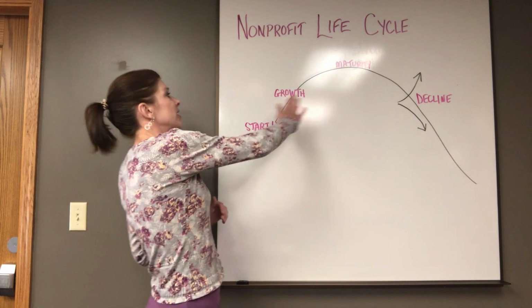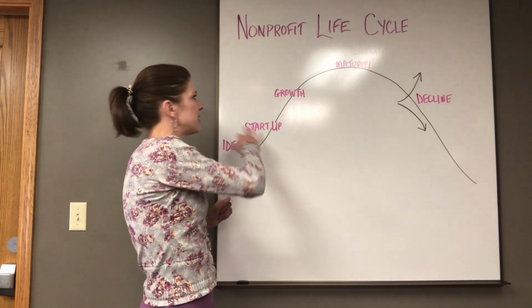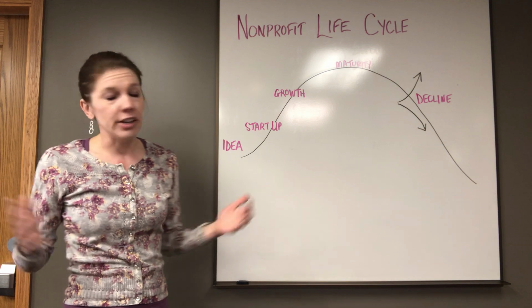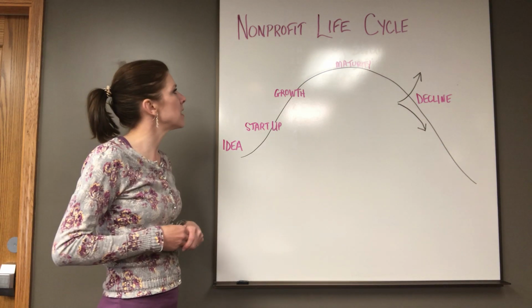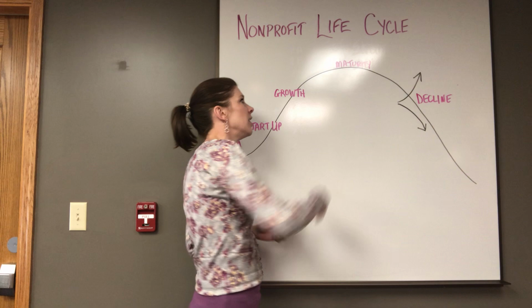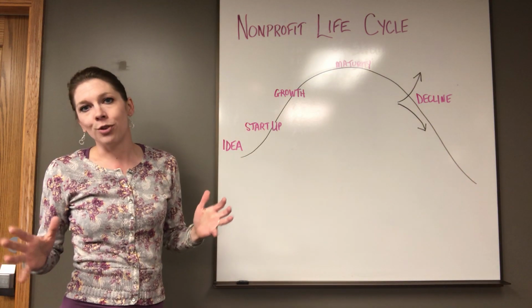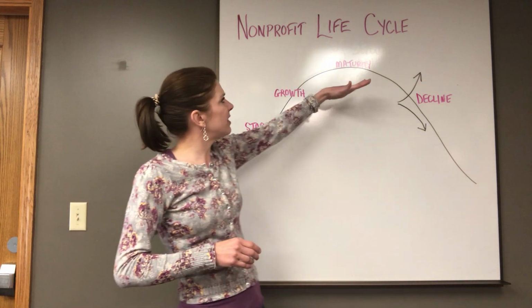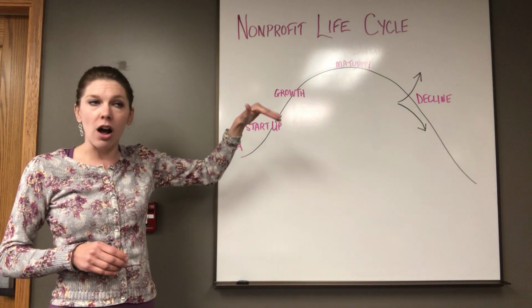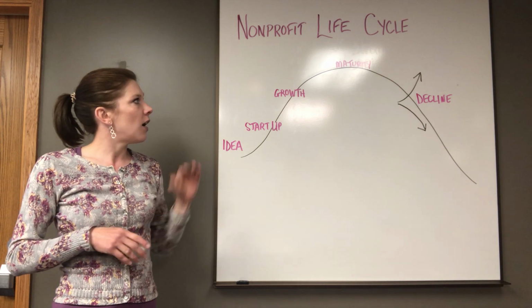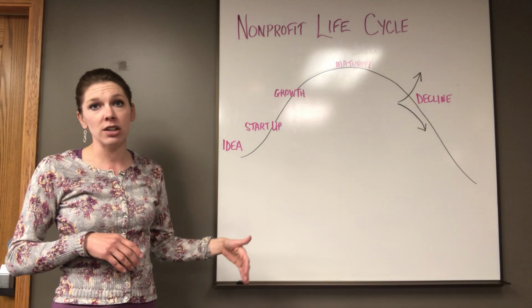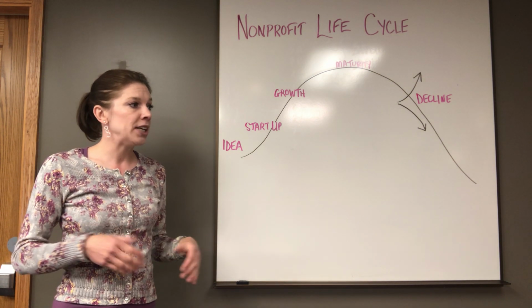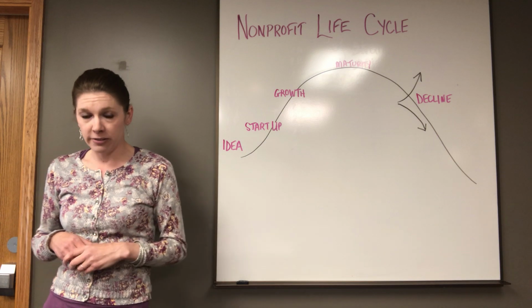So this phase can take a really long time. It's not necessarily a fast phase. Some organizations will be there for a very long time, many years, and that's okay. Because the next phase, maturity, is really where we all aspire to get our organization to, right? At this point, you can kind of see the demand for your services has leveled off. So you're really meeting the needs, you're fulfilling your mission, and your programs and services are operating really efficiently and effectively.